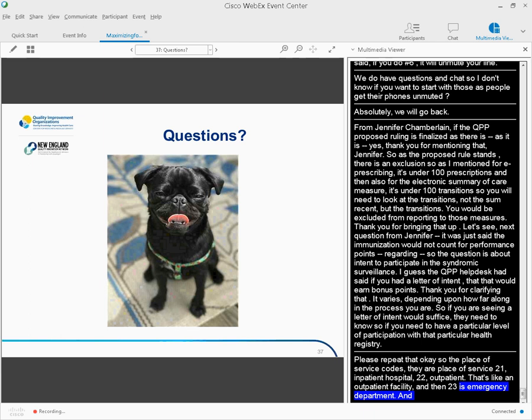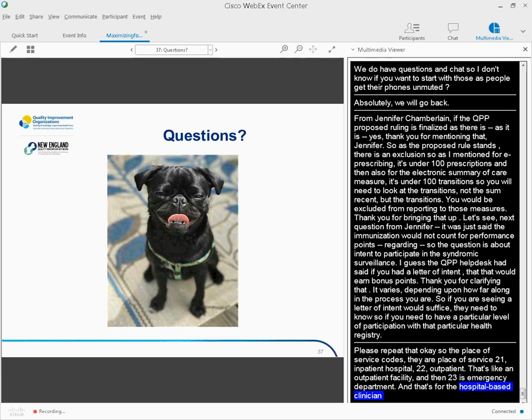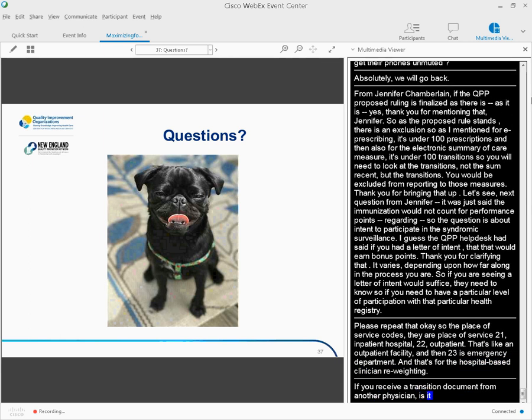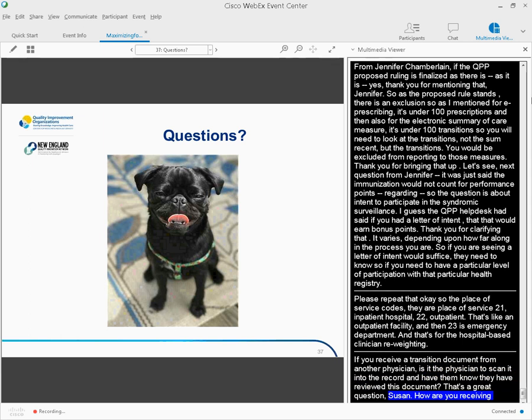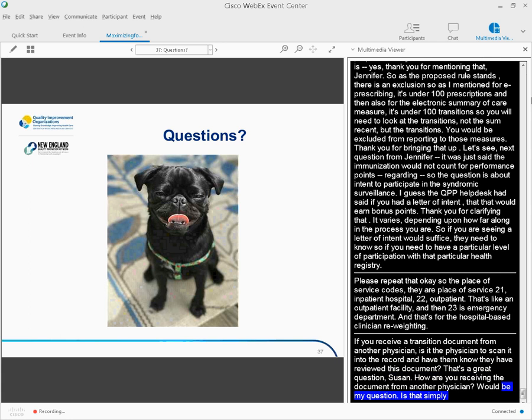If you receive a transition document from another physician, is it sufficient to scan it into your record and have the EP note that they have reviewed this document? That's a great question, Susan. How are you receiving the document from another physician would be my question. Is that simply coming via fax, or I guess my question would be, how are you receiving that document from the clinician in the first place, that you would need to scan it into your record?